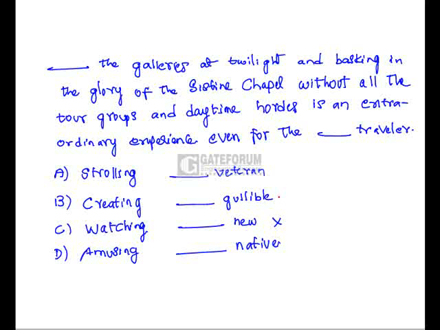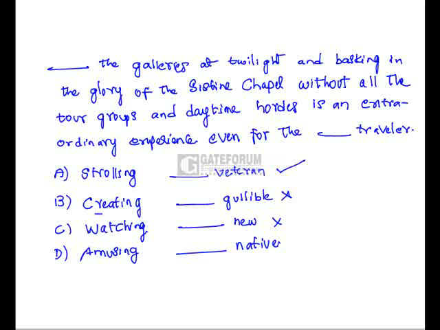Even for a gullible, suppose you do not know the meaning of the word, look at the first word, strolling galleries. A person who has come as a traveler will not create any kind of gallery of such. And therefore, even if you do not know the meaning of gullible, this B can't be the answer. Now the answer lies between A and D. Strolling is walking at the galleries at twilight and basking in the glory of the Sistine Chapel. So this is possible, extraordinary even for the veteran traveler. A person who has experienced so much, even if he feels it is extraordinary, then this is the right answer.